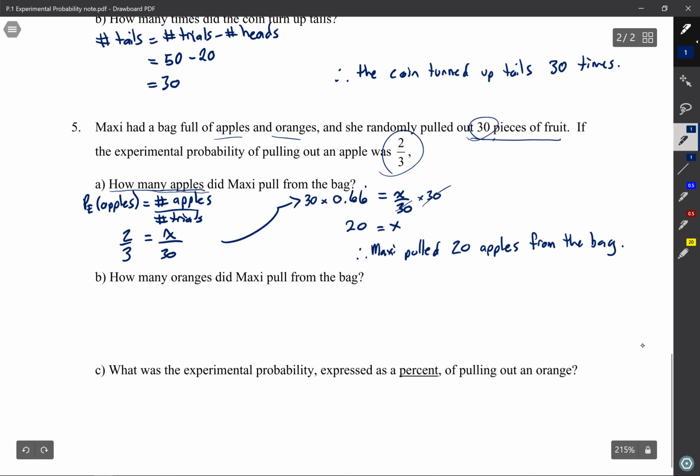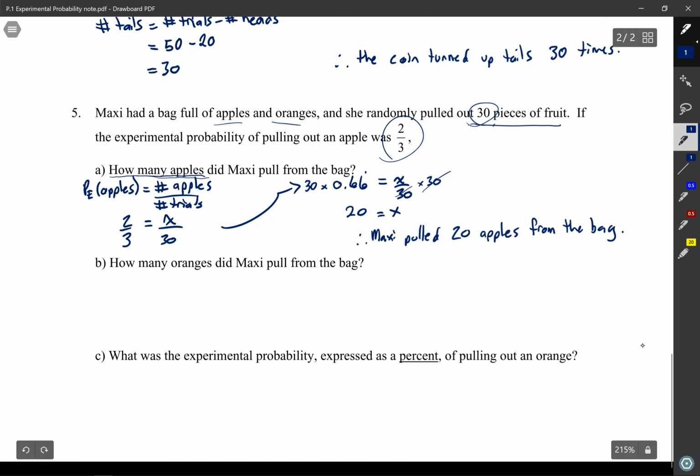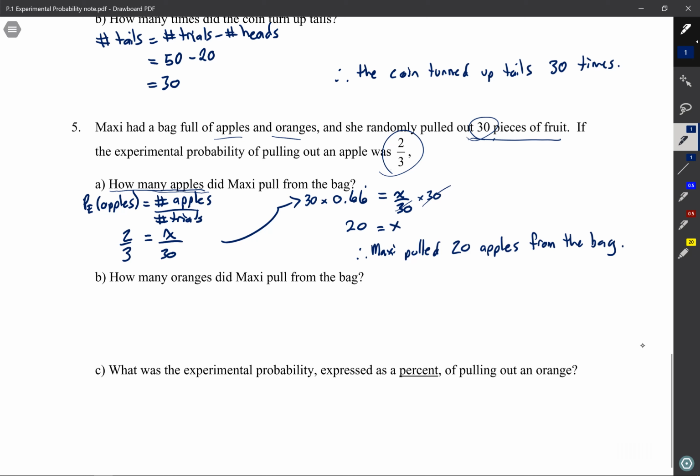It's always a great idea with our therefore statements that we're writing at the end of the word problem to use the same wording as was in the question. How many apples did Maxie pull from the bag? Maxie pulled 20 apples from the bag. And we're going to look at a similar question here. So how many oranges did Maxie pull from the bag? Well, this time we don't need to use this formula here. I mean, we're not given the experimental probability of pulling out an orange. We're only given that for apples.